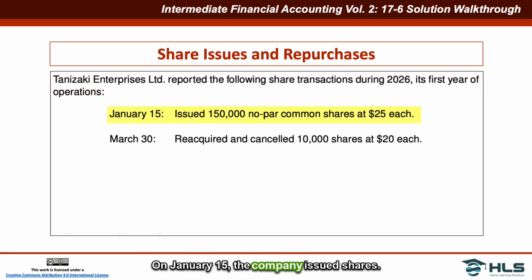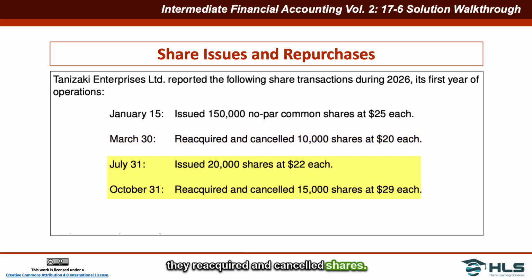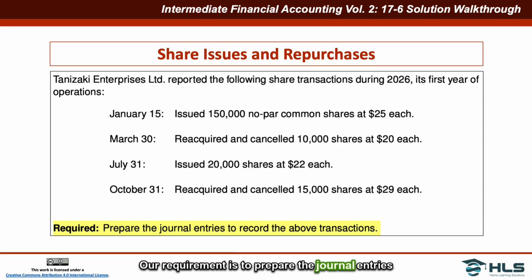Tanizaki Enterprises reported the following share transactions during 2026, its first year of operations. On January 15th, the company issued shares. On March 30th, it reacquired and canceled shares. And on July 31st and October 31st, it did the same. It issued and reacquired and canceled shares. Our requirement is to prepare the journal entries to record these transactions.